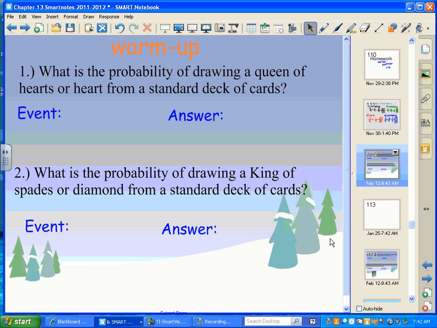So let's start with this warm-up, which was the second warm-up. I had this one up here because I wanted you to think about some card problems. The event just means, is it overlapping or mutually exclusive? So number one, Justin. Good. Number one is overlapping. Why is it overlapping, Justin? Good. Yep, they have something in common.